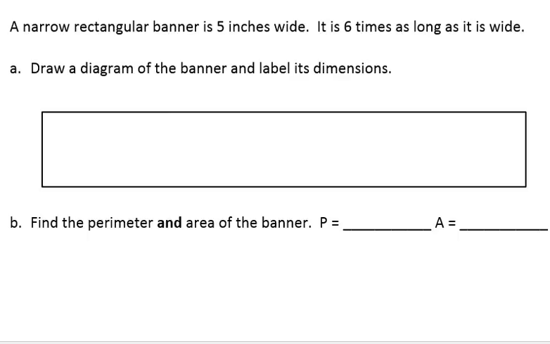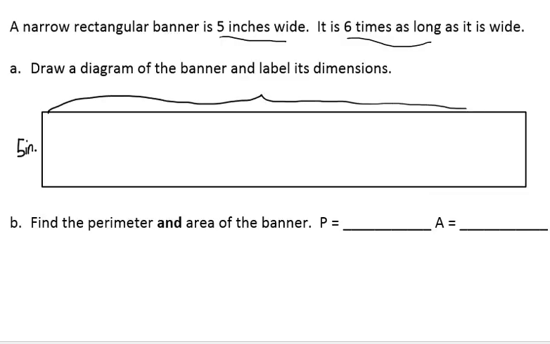Let's look at another example. Here I have a narrow rectangular banner. It is 5 inches wide, so I'm going to put that label in. It is 6 times as long as it is wide. So I know that this dimension is going to be 6 times my width, or 6 times 5, which is 30. So the dimensions of the banner are 5 inches by 30 inches.